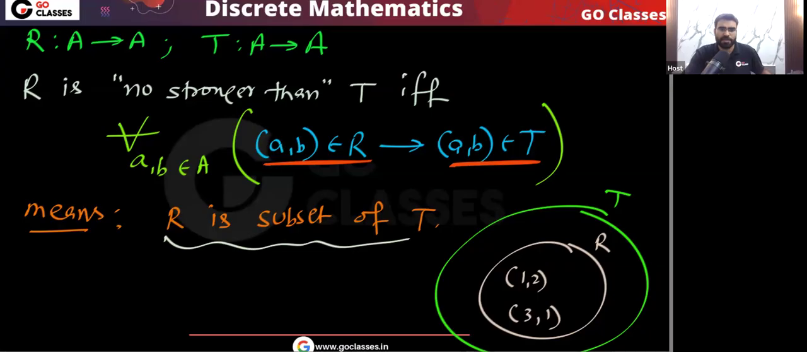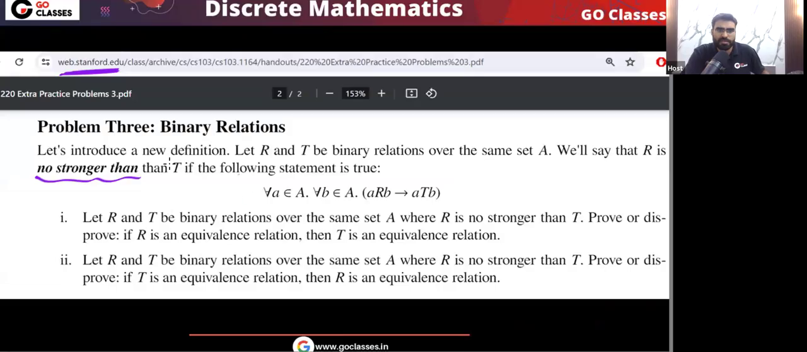Is this clear? Please tell me. So this fancy word that they are using, no stronger than, what does it actually mean? It simply means subset. Yes or no? Basically, we are saying R is a subset of T. Is this clear? Please tell me.